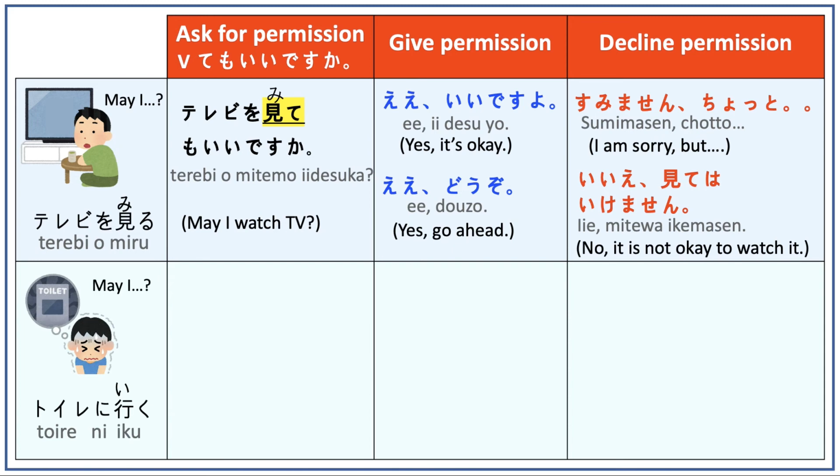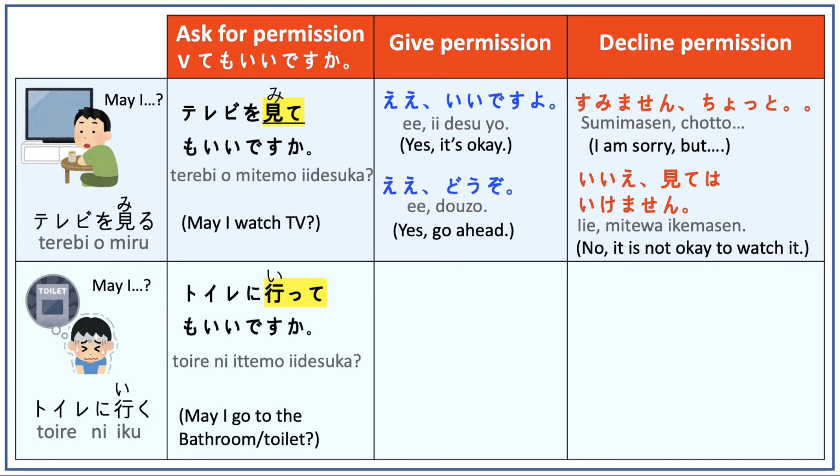Now, how would you ask for permission to go use the restroom? To ask for permission, we would say トイレに行ってもいいですか? Which means, may I go to the bathroom?